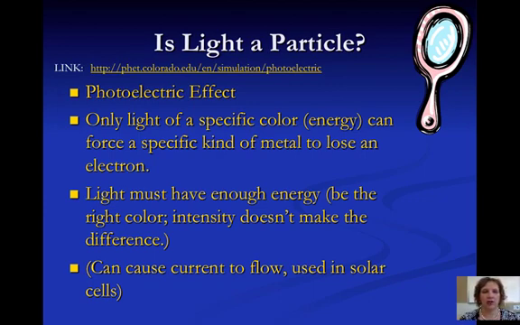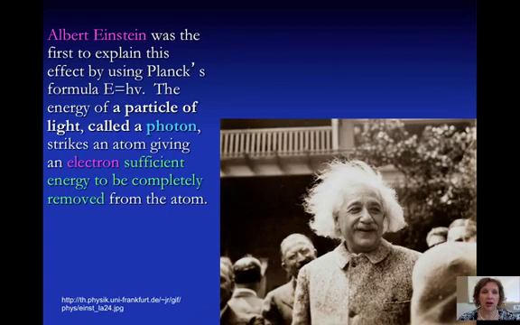So we saw in the photoelectric effect that only light of a specific color, and therefore energy, can force a specific kind of metal to lose an electron. The light must have enough energy or be the right color; the intensity doesn't make much of a difference. Albert Einstein was the first to explain this effect by using Planck's formula E equals h nu. That little v there should be a Greek letter nu. It means frequency. The energy of a particle of light, called a photon, strikes an atom, giving an electron sufficient energy to be completely removed from the atom. It has to have enough energy all in that one photon to kick the electron off.